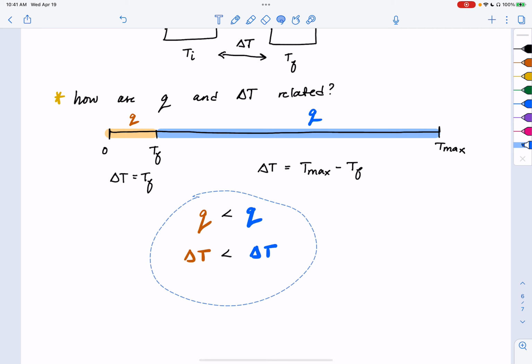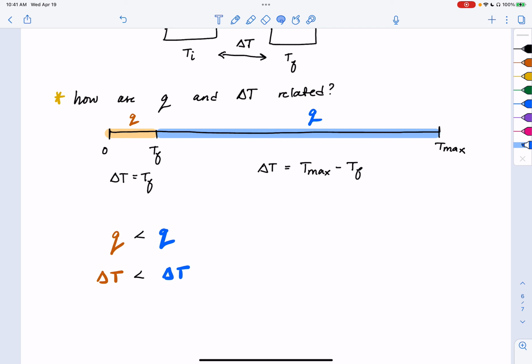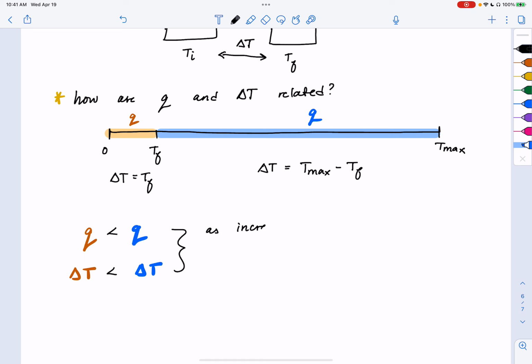How does this help us answer this question of how heat and temperature are related? So as we increase our change in temperature, Q increased, which means the opposite is true. As we decreased the magnitude of our temperature change, then Q decreased.